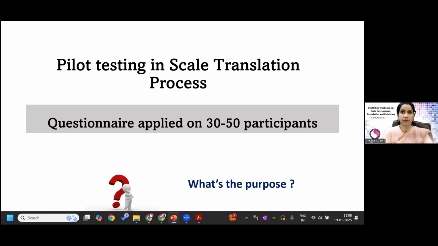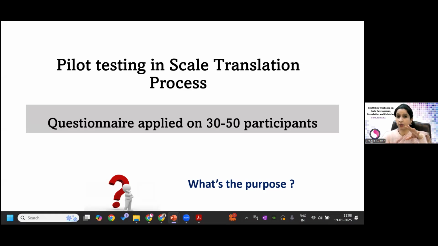Once you have done the forward and backward translation, here it is written pilot testing. But before you do the pilot testing, you need to do the pre-testing. We have discussed this term before, and we have also discussed the difference between pre-testing and pilot testing. So pre-testing is, like I was saying, once you have finalized the translation.